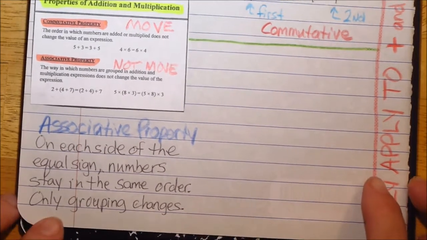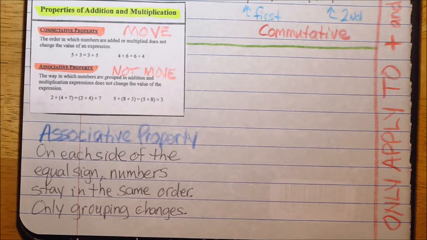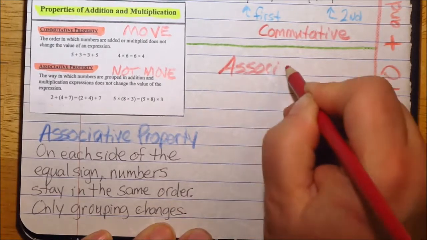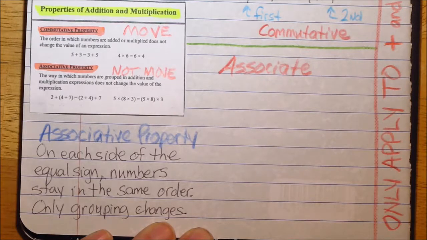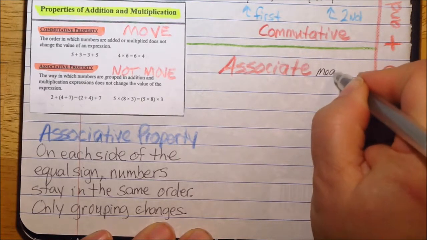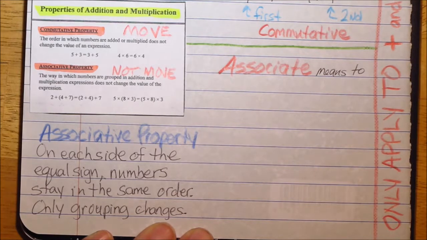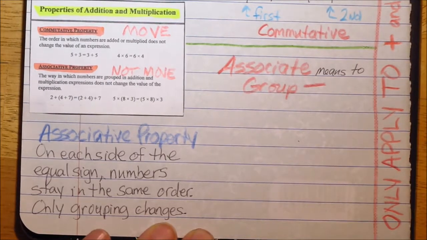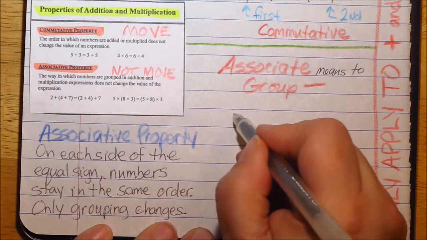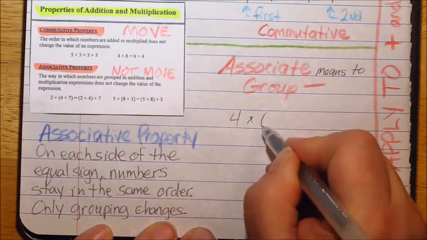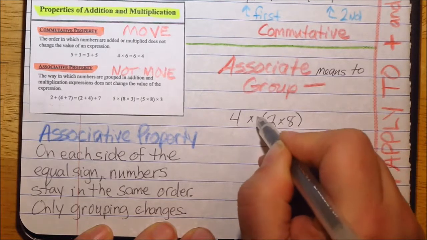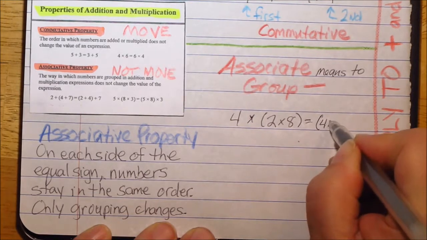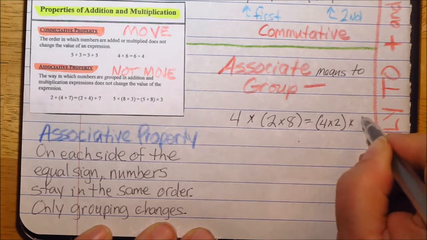Okay, so much like we did with commutative, let's make a couple notes about associative. Associate means to group, all right? And here's our example. 4 times 2 times 8 in parentheses equals 4 times 2 in parentheses times 8.